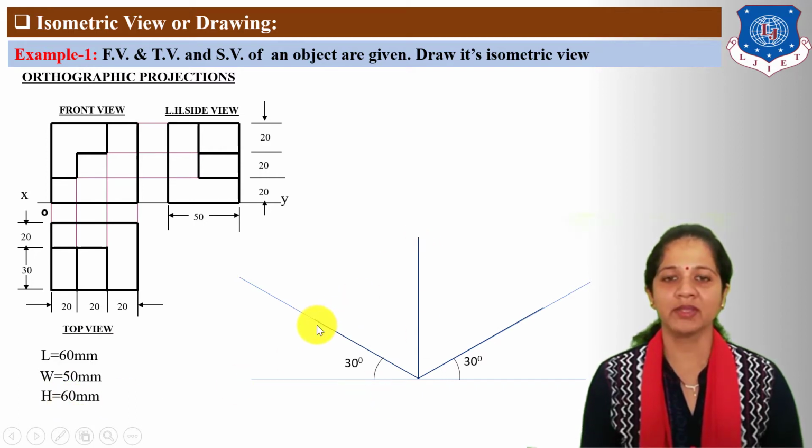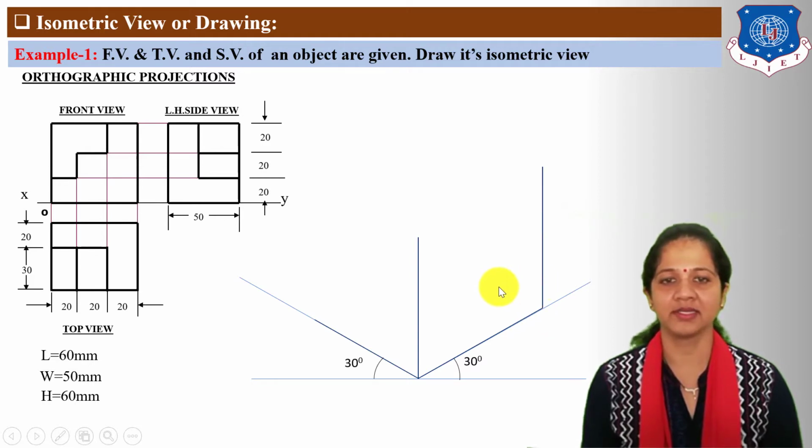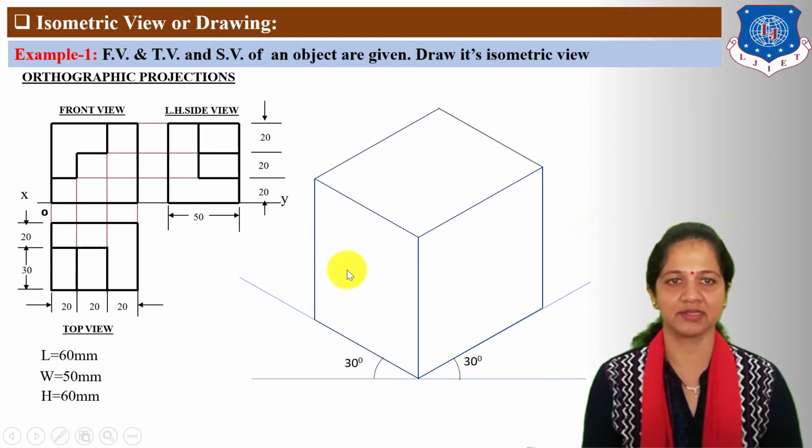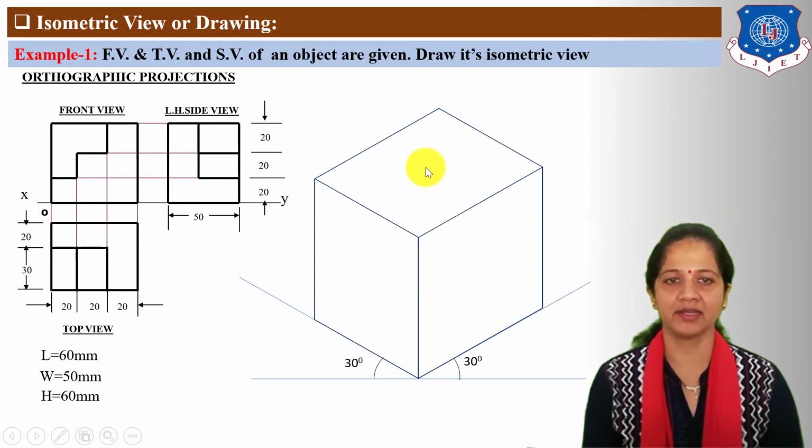Next, draw lines parallel to the y-axis or height line from the endpoints of length and width and complete the 3D box. In this 3D box, this plane indicates the front plane, this plane indicates the left hand side view plane because width is taken on the z-axis. And this plane indicates the top plane.